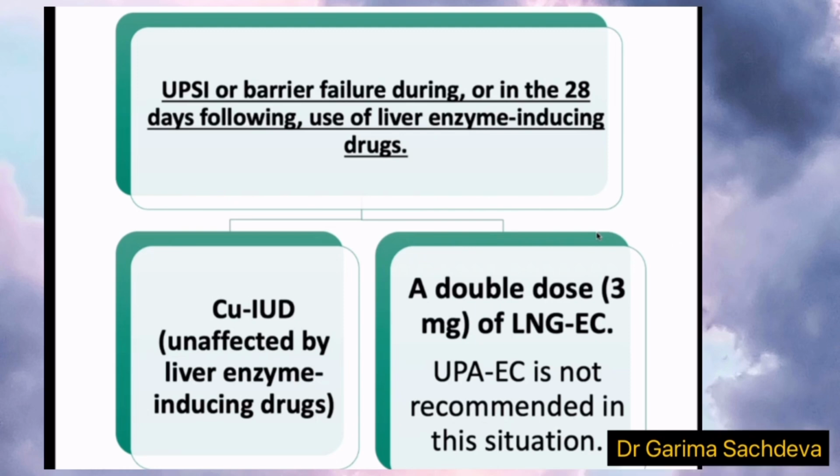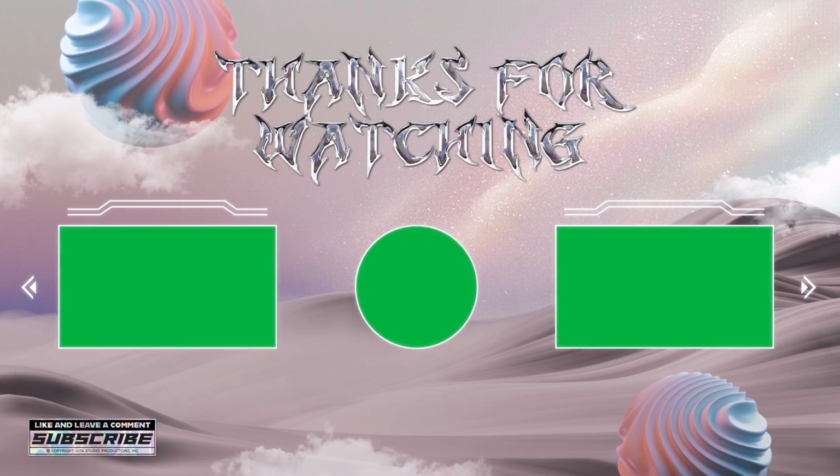Hope this is clear. Just to repeat, copper IUCD is not affected by the enzyme inducer and is the first line. Second option is LNG, double dose, that is 3 milligram. And the third and least effective option, which is generally avoided, is ulipristal acetate. So this was about emergency contraception and how it is affected by the enzyme inducers.